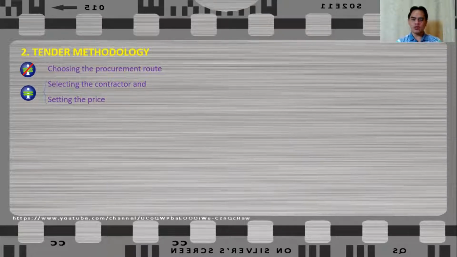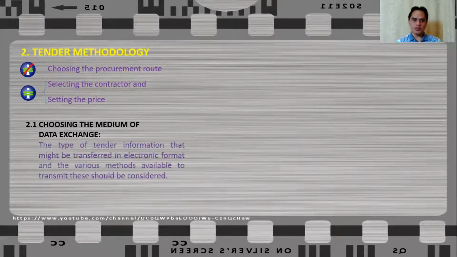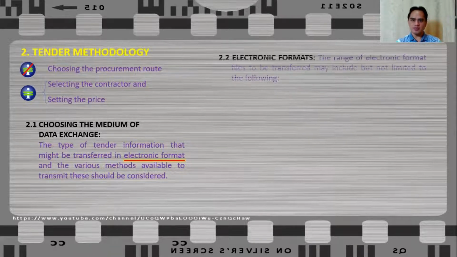So how are you going to exchange this information? You have to choose the medium of data exchange. And the type of tender information that might be transferred in electronic format and the various methods available to transfer these should be considered. So what are the electronic formats that can be used in tendering?